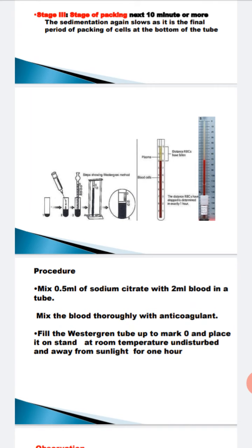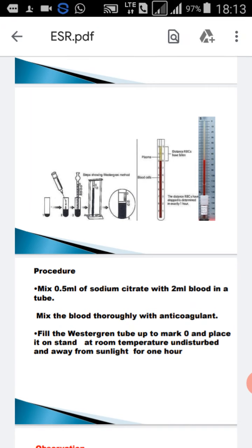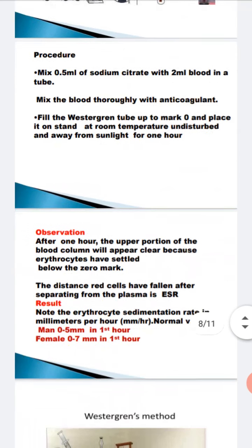So this yellow color fluid is the plasma, and this red color blood is the RBC, whose level has come low. How much level has come low? This is the ESR value. So this much the RBCs have settled in 1 hour. This is very clear from the diagram.